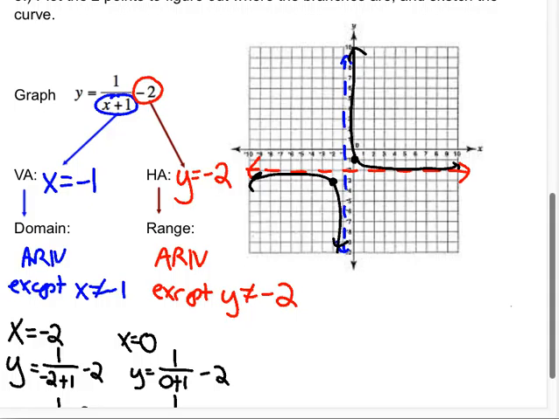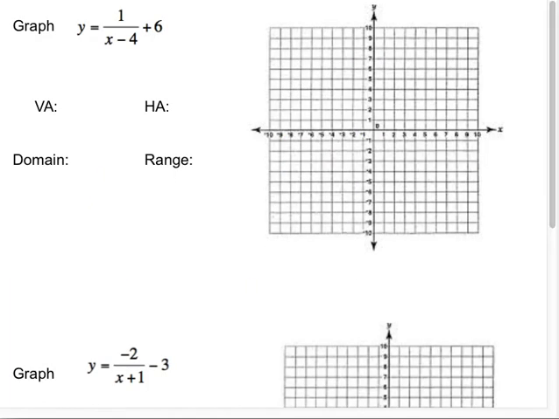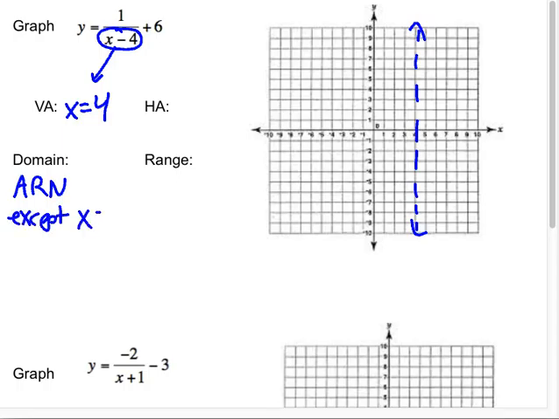Now, I realize this is brand new graphing for you, so let's take some good time to do 2 more examples of this graphing. So let's start with our vertical asymptote. Okay, so our vertical asymptote, we're shifting 4 to the right. So our vertical asymptote is going to be at x equals 4. So that's going to be right here. And that means my domain is going to be all real numbers except that x can't be 4.